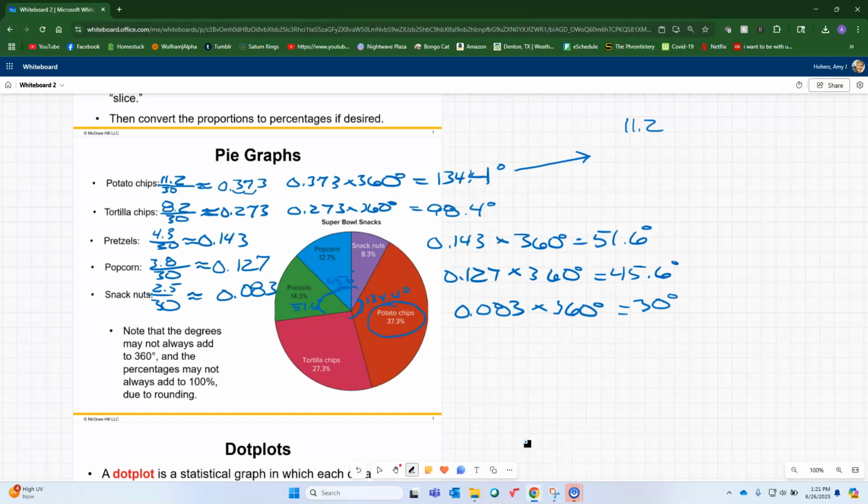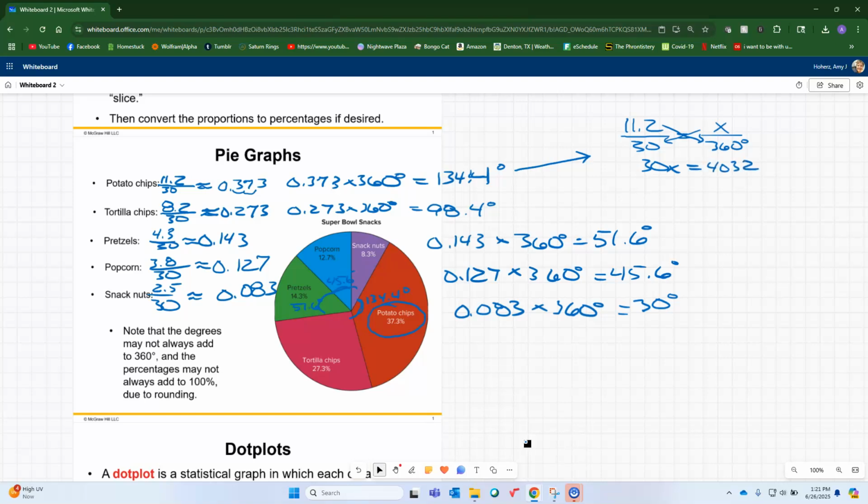I'll show it for the potato chips. So the potato chips was 11.2 out of 30. We still start with that. But instead of dividing and then multiplying by 360, it's the same process. It's just kind of we set it up a little different. We say that equals x over 360. So we're saying 11.2 million out of 30 million is equal to how many degrees out of 360 degrees? And then for this, you're going to cross multiply. And the 11.2 times the 360 is going to give you 4,032.